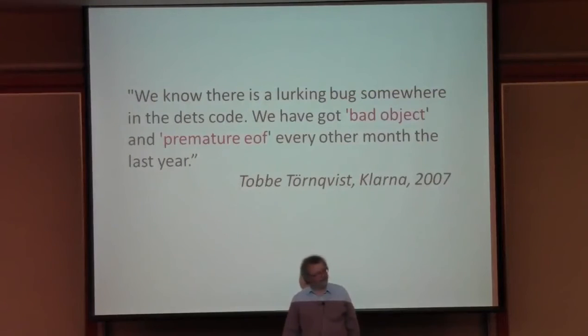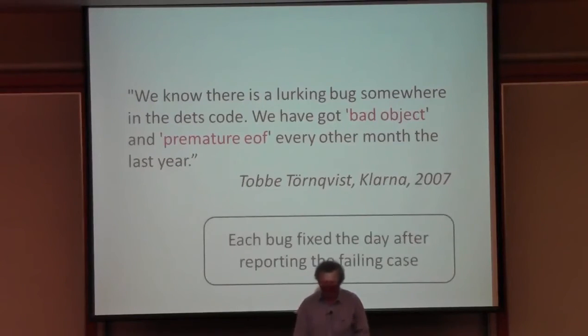Here's what Tubbe had written in the mailing list. We've got bad object and premature end of file every other month for last year. So it looked as though these two bugs could be the cause of the problems that have been hurting Klarna so much. Interestingly, I sent these bugs to the developer. Every time he got the failing test one day, he sent me back the fixed code the next. So what that shows is how much easier it is to find a bug when you have a small example than when you just have a failure in production.